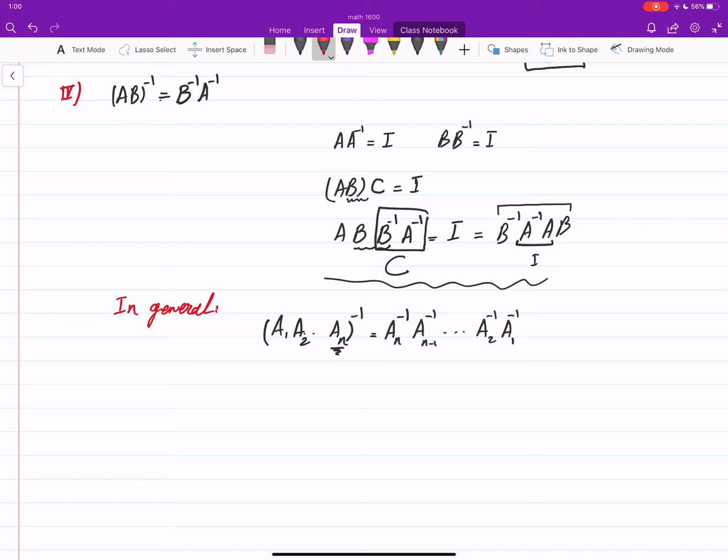Okay, very nice. And what about the transpose and inverse? If I have an invertible matrix, what is the inverse of its transpose?